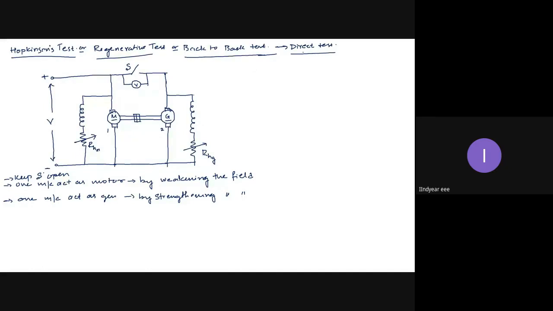Now it is also a direct test or load test. Why is it called a direct test or load test? Because the motor is acting like a load on the generator, and the generator is acting like a load on the motor. Is it? The electrical output of the generator is given to the motor. It means the motor is a load on the generator. The mechanical output of the motor is given to the generator. It means the generator is a load on the motor. Hence, both the machines are loaded. It is a direct test.